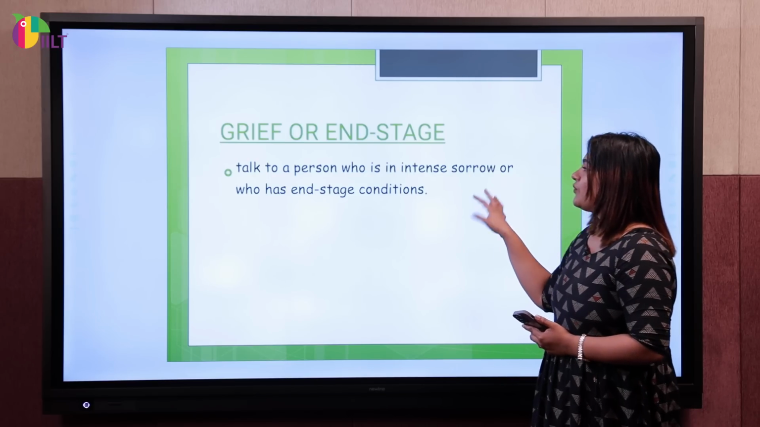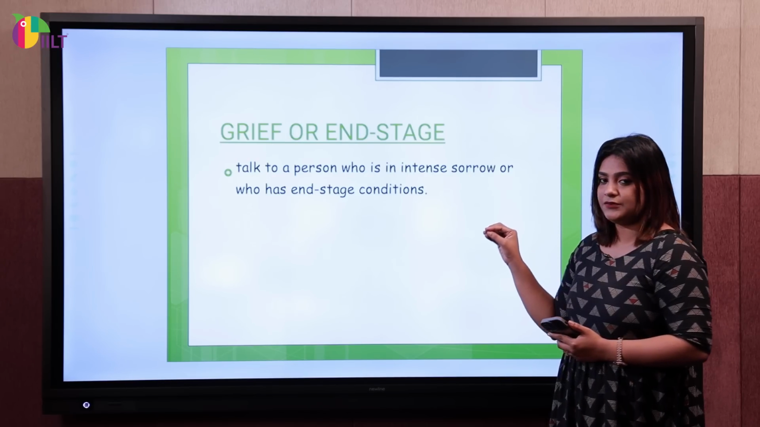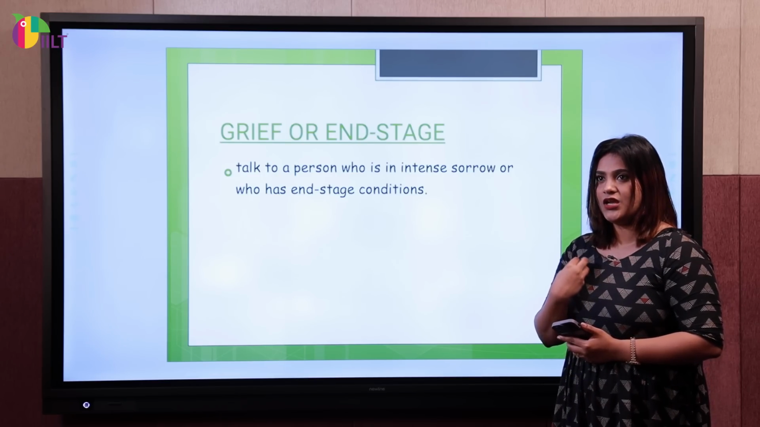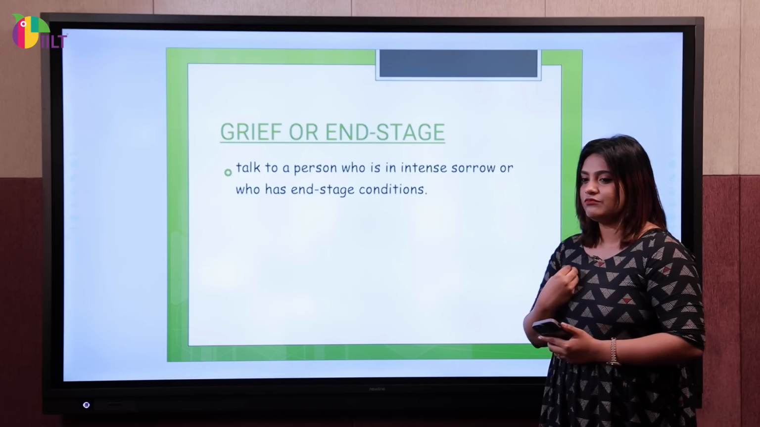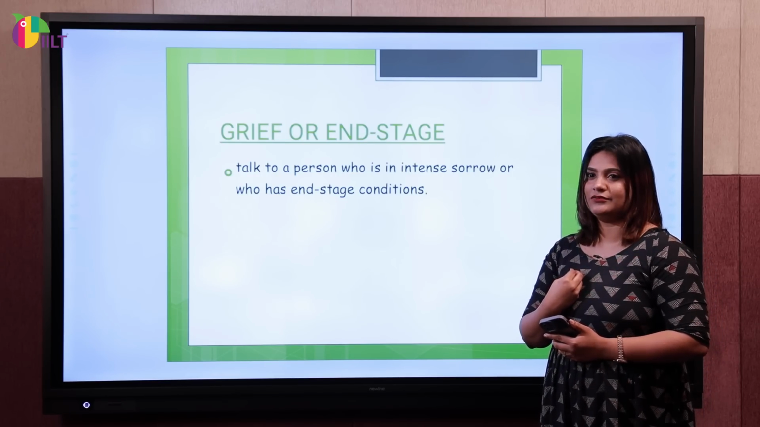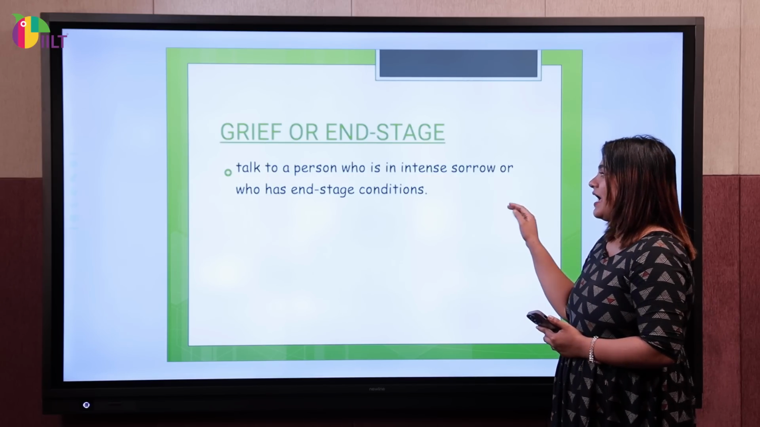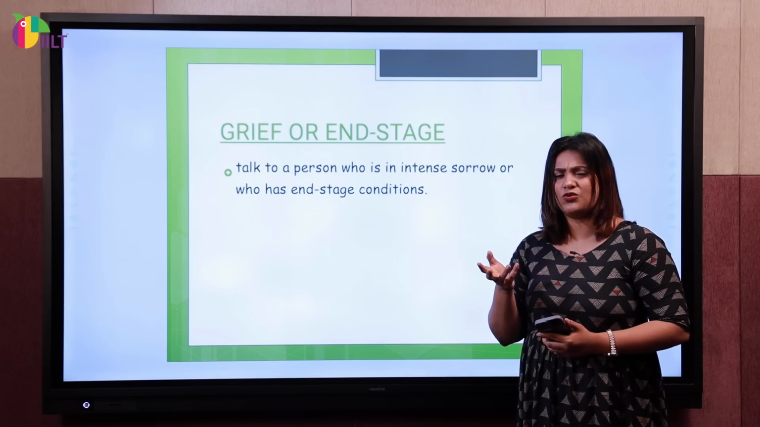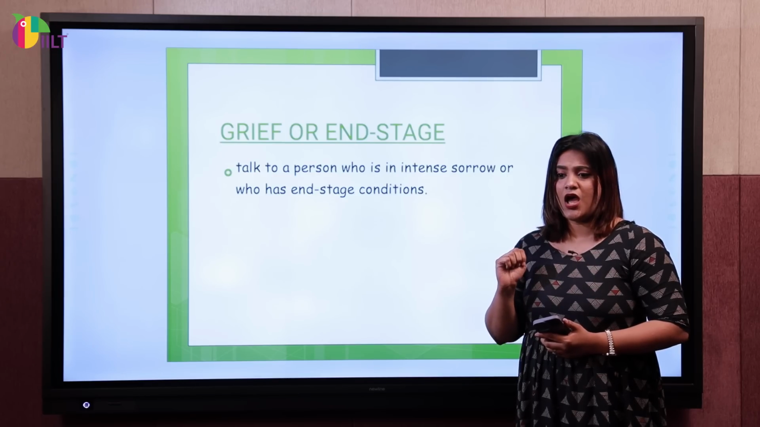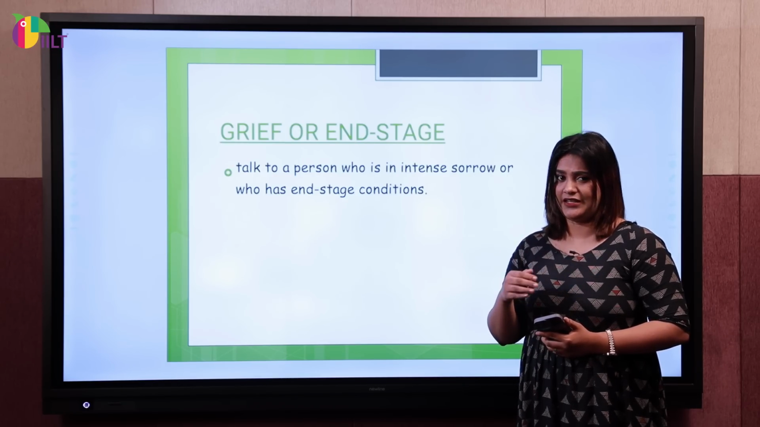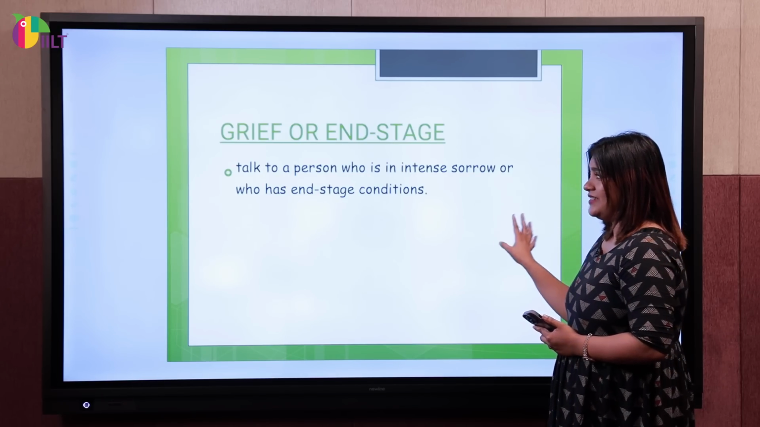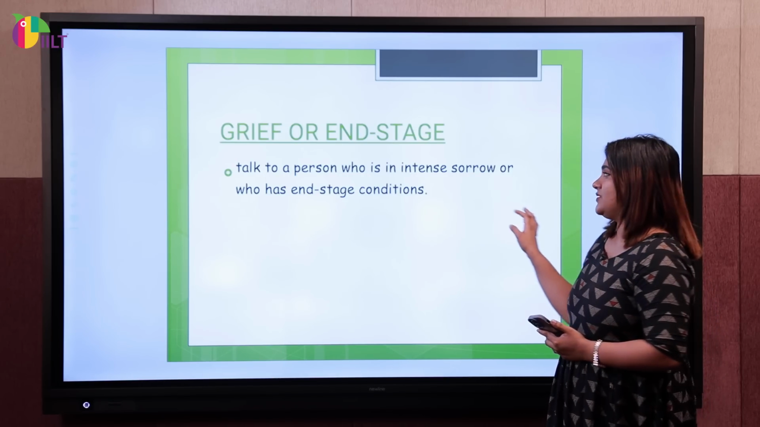Okay, so grief is where you talk to a person who is in intense sorrow. They are really worried, or they are in a melancholy state, or you are talking to a patient who has end stage conditions. We have seen cue cards like end stage renal failure, where the treatment is not working, it's not curable, it cannot be reversed. So we have seen many cases like that too. So that is this type of cue card, grief or end stage.